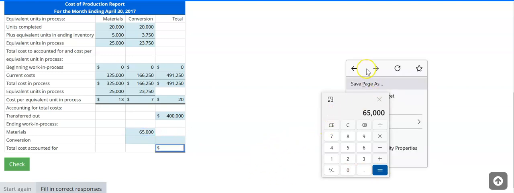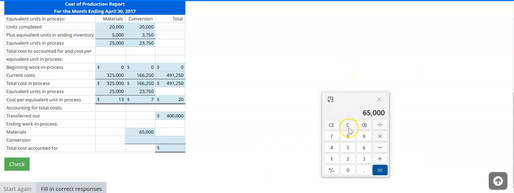And then, so let's see here now. For conversion, we've got 3,750 units times 7 right here. So 26,250. Okay. And so our total cost in ending work in process is going to be these two numbers together. So I've got this on the calculator already. I'm just going to add 65,000 to that. Comes to 91,250.